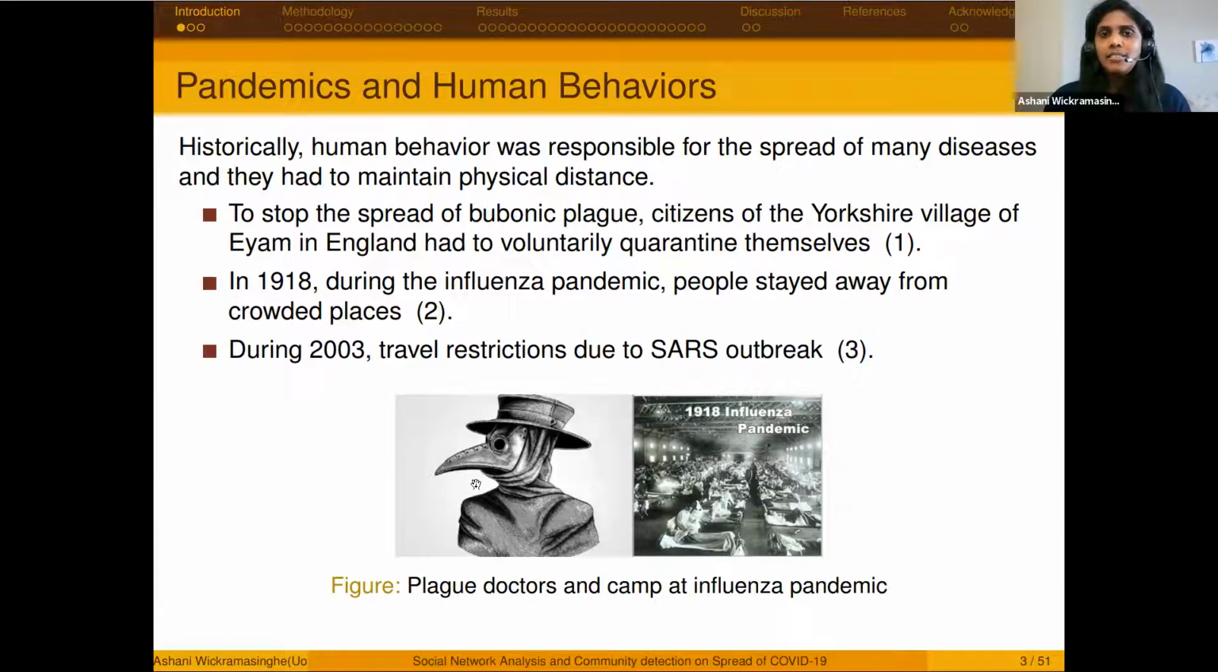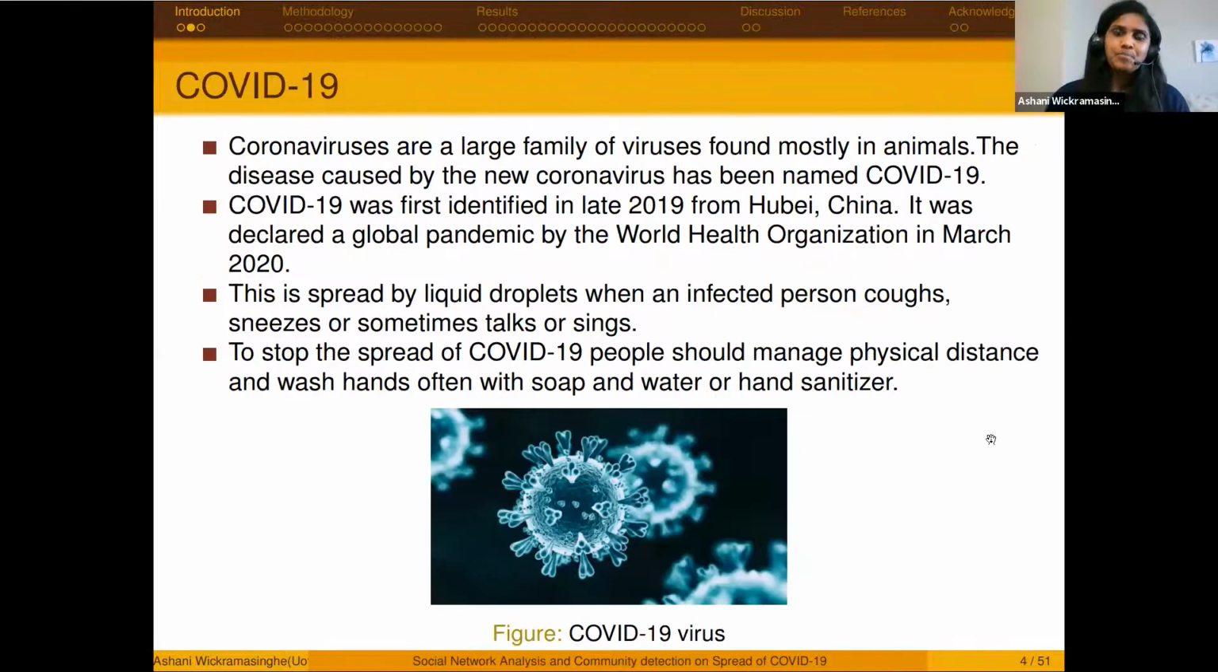Also in 1918 and 2003, people had to maintain social distance because of the influenza and SARS outbreaks, respectively. On the right side of the picture, you can see how patients got treatment inside camps during the influenza pandemic. So in general, to control the spread of viruses and to flatten the curve, travel is restricted during pandemics.